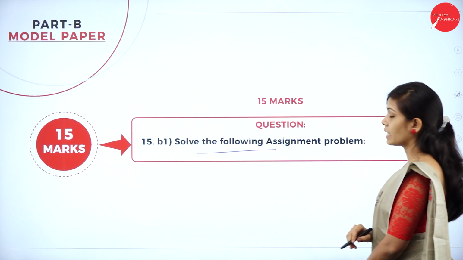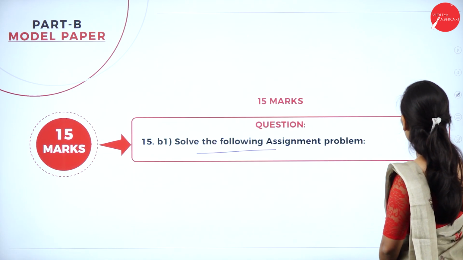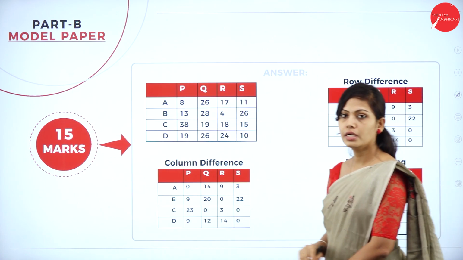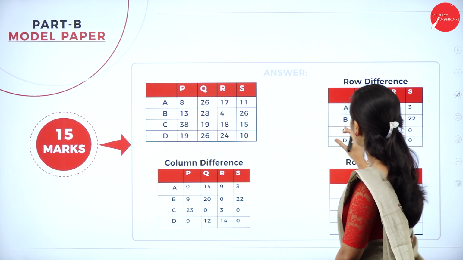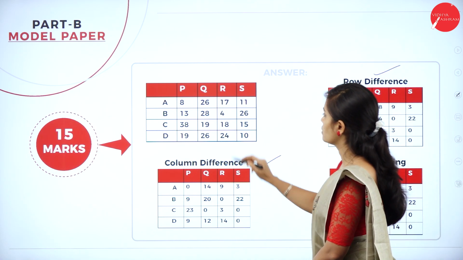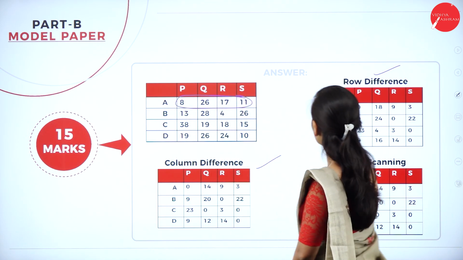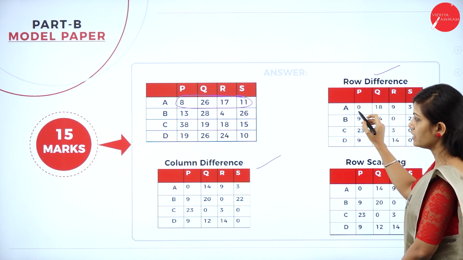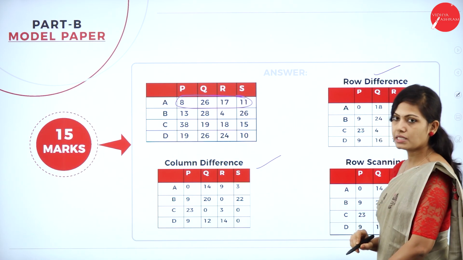Solve the following assignment problem. Definitely this question is for 8 marks. So here they have given the assignment problem. So what is the first step? You have to find the row difference and column difference. So here consider the least value. 8 is the least value and subtract it from the other values. 8 minus 8, 26 minus 8, 17 minus 8, 11 minus 8.